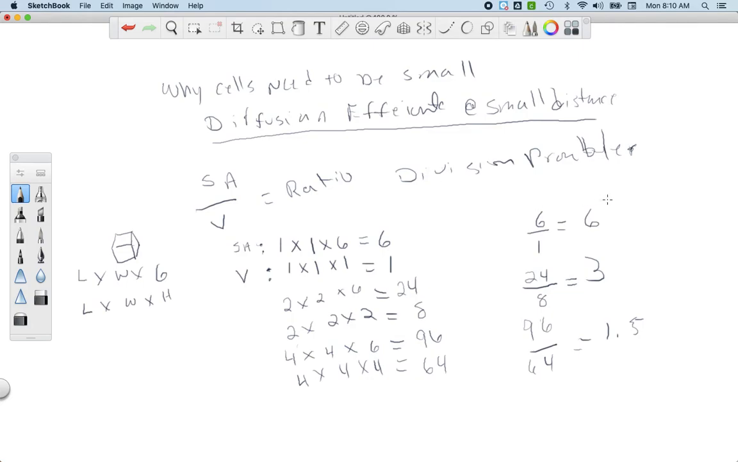So, bottom line is, as cells get bigger, surface area to volume gets smaller. And that becomes a problem because there's not enough surface area to provide for the raw materials and the waste generated by the volume of things going on in the cell.